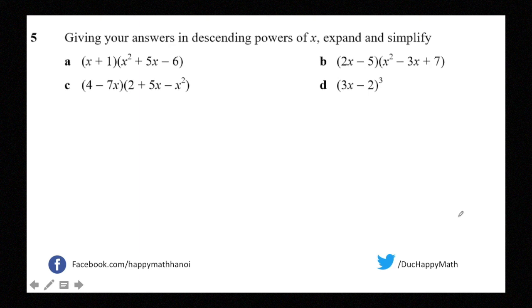Question 5. Given your answer in descending power of x, expand and simplify. Yes, expand and simplify. Question A. In the same way, you take the x times with the second bracket first, and after that, take 1 times with the second bracket. And plus 1 times with the second bracket.